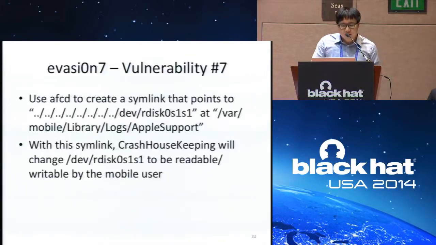So Evasion 7 used AFCD to create a symlink that points to /dev/rdisk0s1s1, which points to the block device of the root partition, and created it in the Apple support location. With this symlink, after the reboot, crash_housekeeping will change the permission of the root block device instead of that directory. So after the reboot, it will be readable and writable by the mobile user.